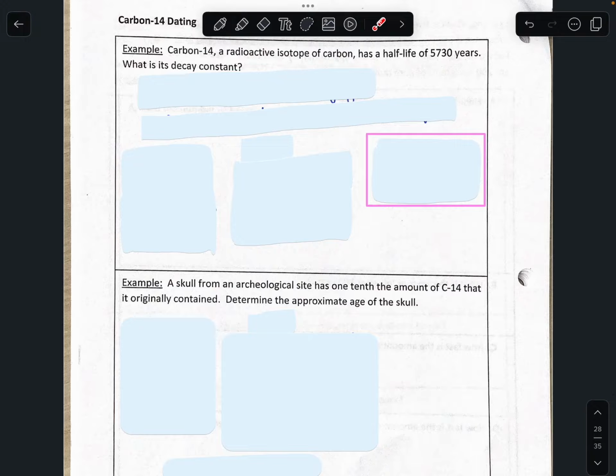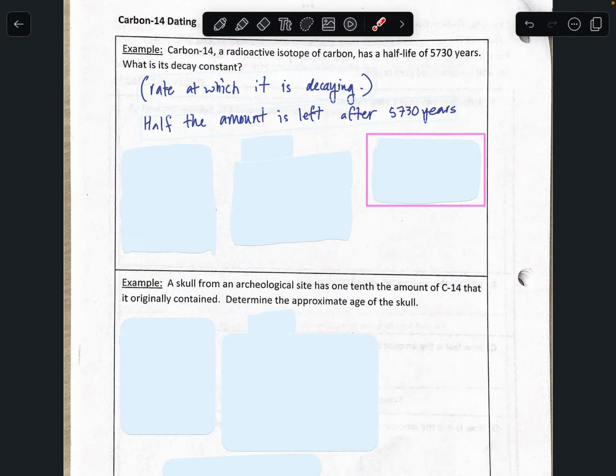Carbon dating. They use that, knowing that carbon-14 has a half-life of 5,730 years, to date fossils and bones that have been decaying for a long period of time. It is a very commonly used one, specifically in biology. So first thing, what is the decay constant? Pretty much that's just finding the rate at which it's decaying. So we are finding that R value.